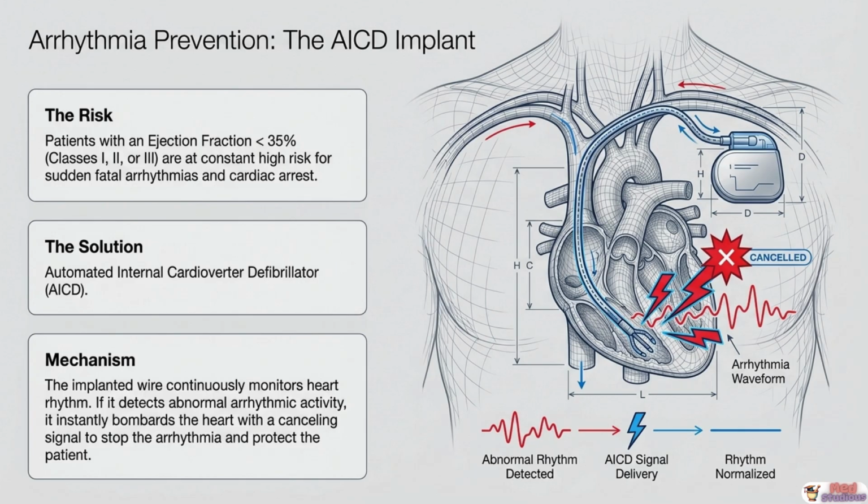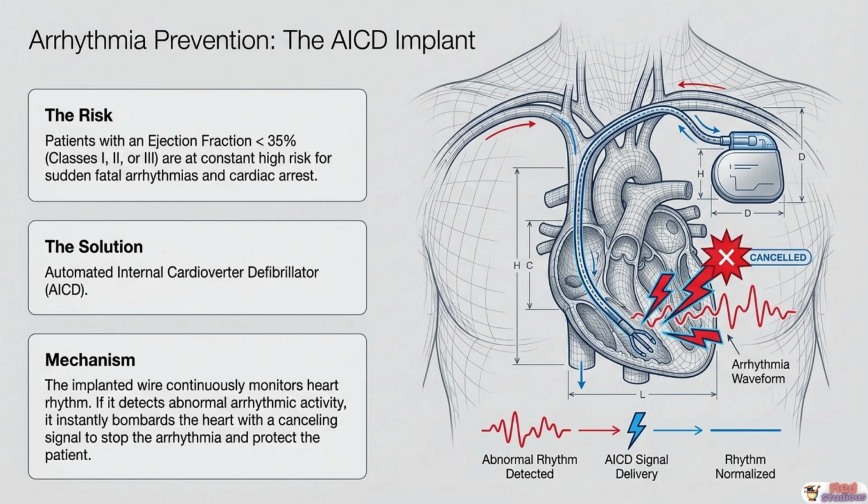This device is surgically implanted, with sensing leads threaded transvenously into the right ventricular apex. The AICD continuously monitors the cardiac rhythm in real time, 24 hours a day, 7 days a week. If it detects a malignant arrhythmia waveform, ventricular tachycardia, or fibrillation, it delivers a high-energy shock directly to the myocardium within seconds, terminating the arrhythmia and restoring sinus rhythm before the patient loses consciousness.